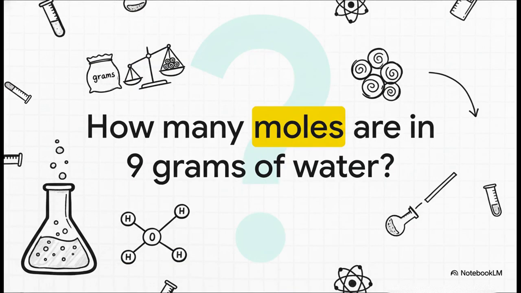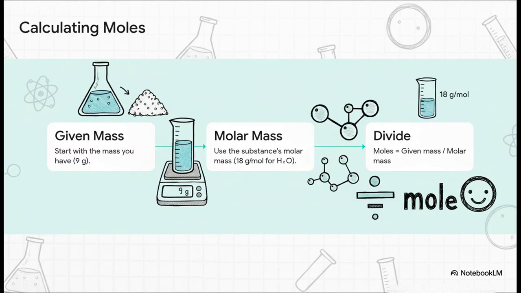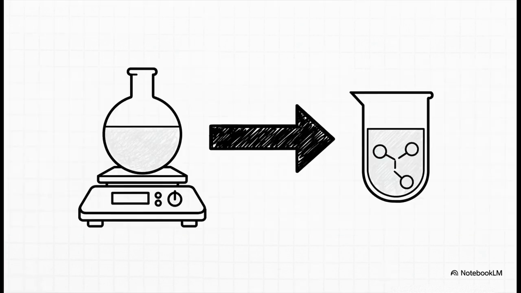All right, let's make this real. Using what we just learned, how would we figure out how many moles are in, say, 9 grams of water? This is a super common problem in chemistry. It's really just a simple 3-step process. First, you start with what you have, which is 9 grams. Then you use what you know, that the molar mass of water is 18 grams per mole. And finally, you just divide the mass you have by the mass of 1 mole. So 9 divided by 18, that gives us our answer, 0.5. 9 grams of water is exactly half a mole. And just like that, we've translated a weight we can measure on a scale directly into a specific count of molecules. See, that's the power of the mole.